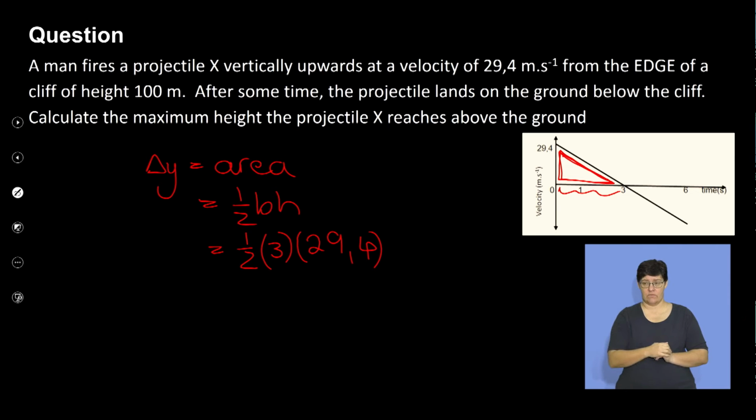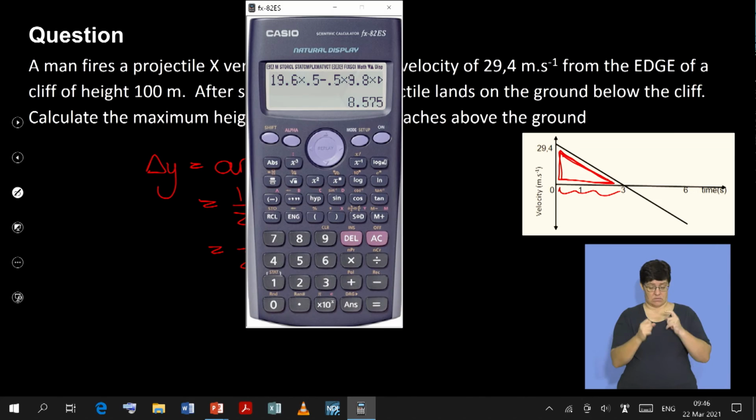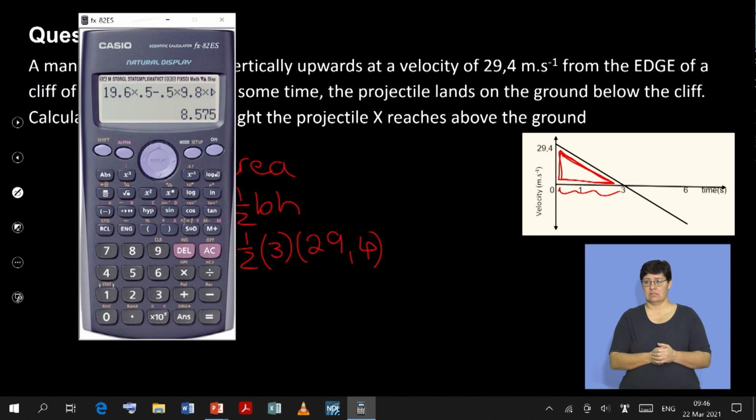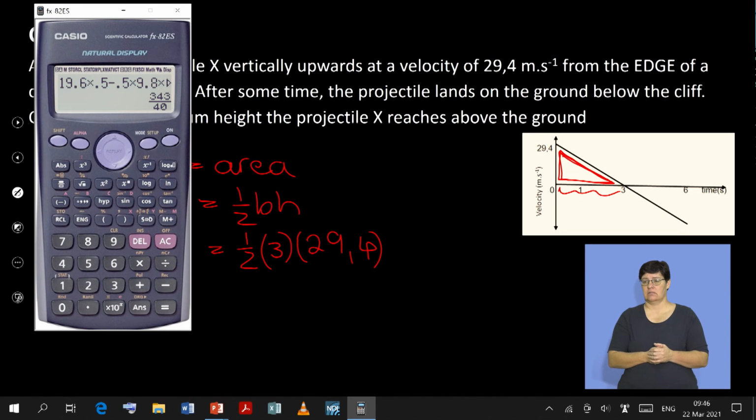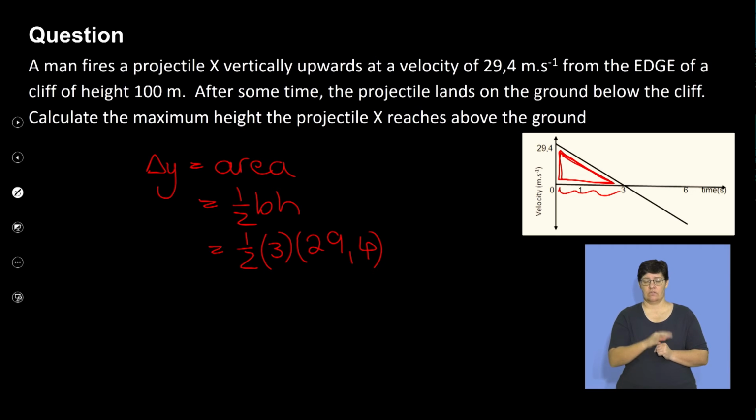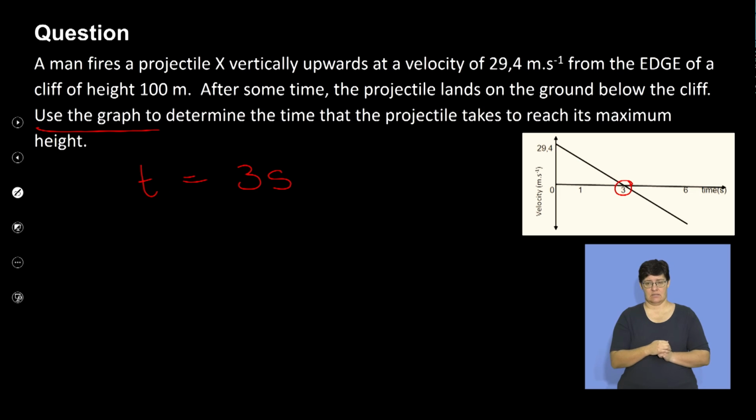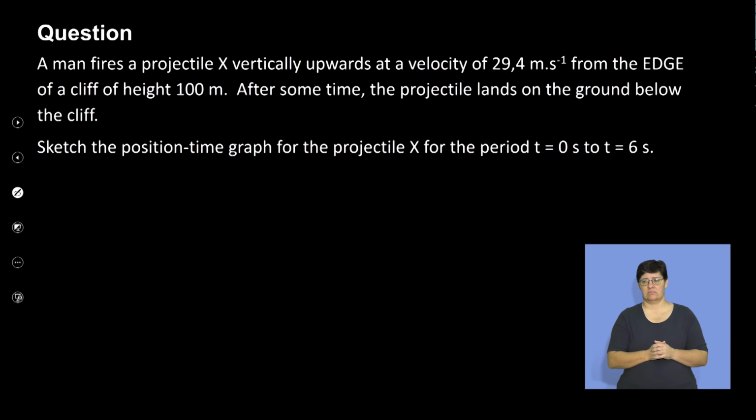I most certainly cannot do this in my head. So let's get rid of this. A half times 3 times 29.4, and I get 44,1. That's nice. Not so bad. Oops, I'm going the wrong way.